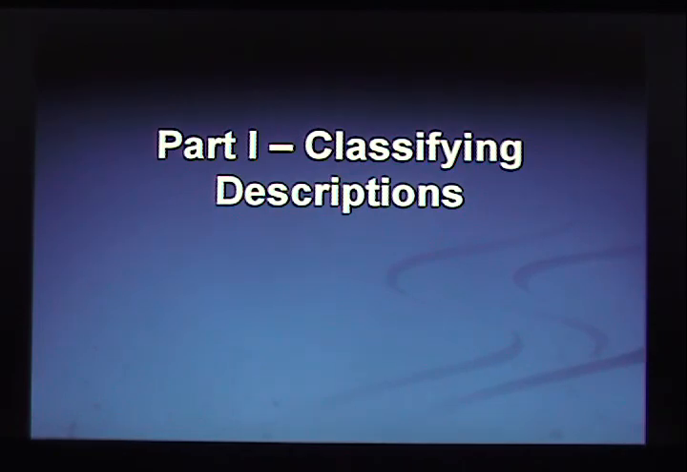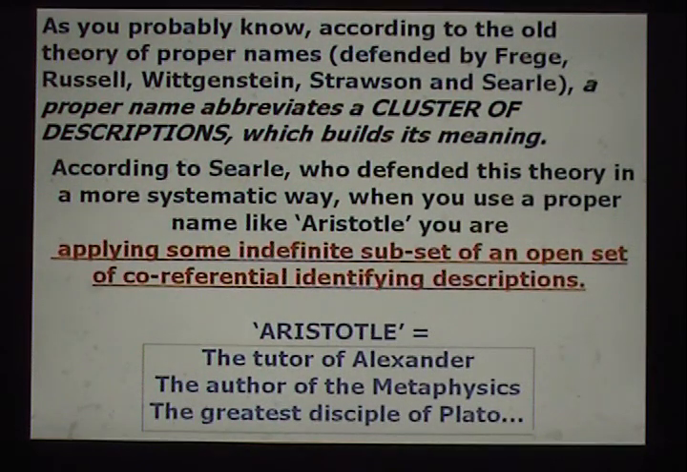First part, classifying descriptions. As you probably know, according to the old theory of proper names defended by Frege, Russell, Wittgenstein, Strawson and Searle, a proper name abbreviates a cluster of descriptions which builds its meaning. According to Searle, who defended this theory in a more systematic way, when you use a proper name like Aristotle, you are applying some indefinite subset of an open set of co-referential identifying descriptions.